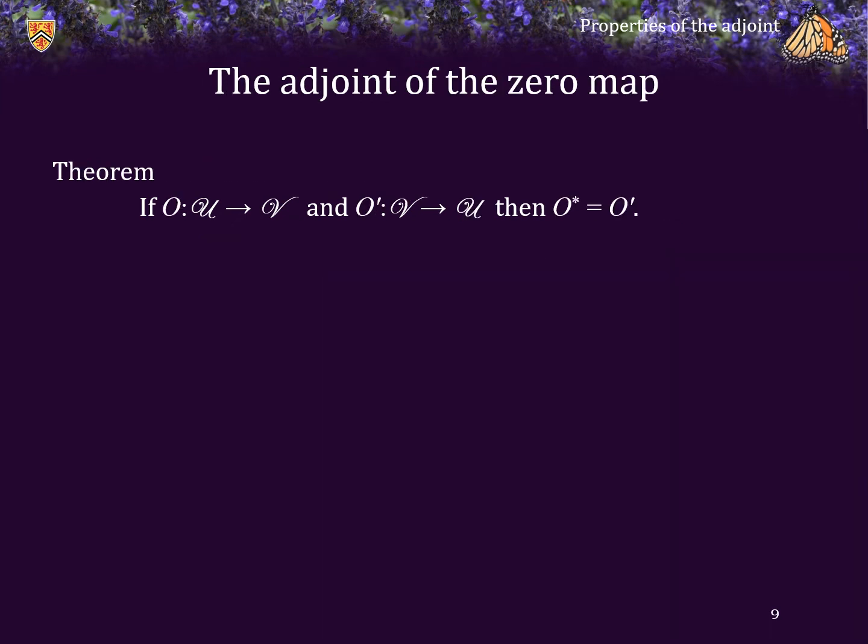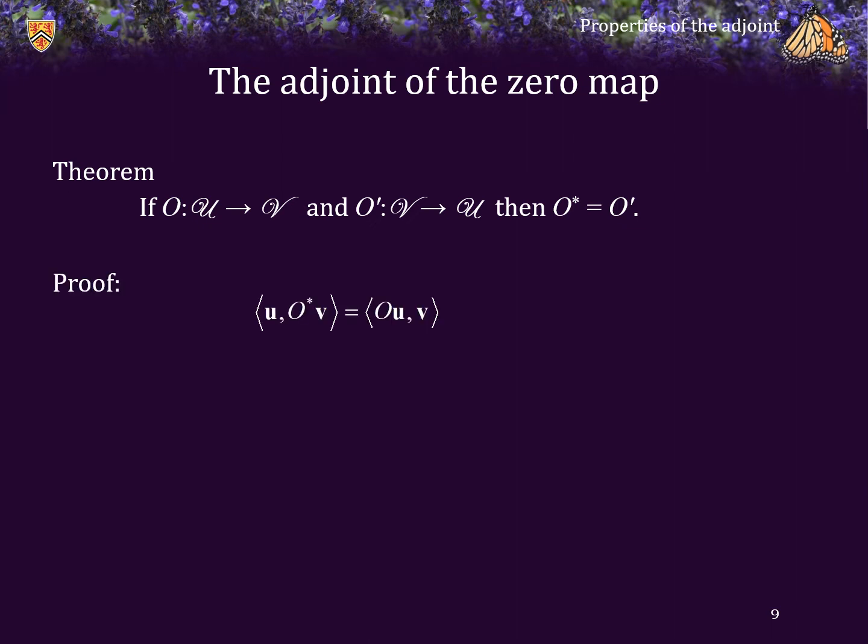Now here, 0 is the zero map mapping all vectors in U to the zero vector in V, and 0 prime is the map that maps all vectors in V to the zero vector in U. If that's the case, then the adjoint of the zero map is equal to the zero map prime.